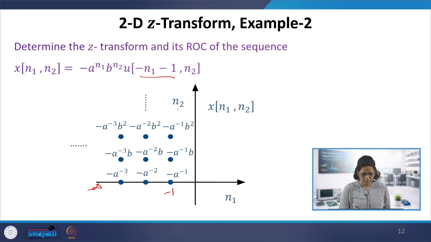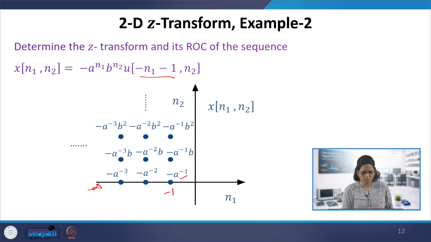n2 is taking the positive values, and n1 is taking the negative values only. So a power minus 1, a power minus 2, a power minus 3 are the negative values, and n2 is 0 here. Then we have the sequence in the second quadrant. Is this sequence separable or not? Yes, these two can be written as a product.